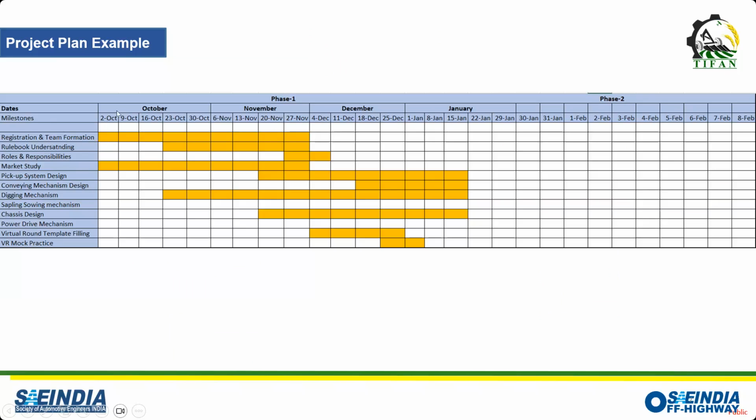Like you have started from the registration, say 2nd of October. Then what all things you want to pursue further with some major milestones. By the end of October we should be at least ready with all the market study, roles and responsibilities, everything done till here in October. Then we can start working on the CAD modeling or design part, say from November. And what all things you can do in parallel, you can divide it in the team. So this will help you keep track of what all things you have done and what all things you have to do going forward.